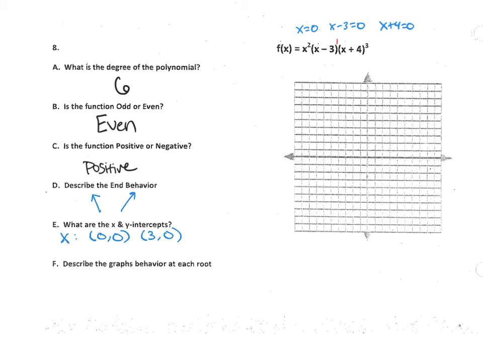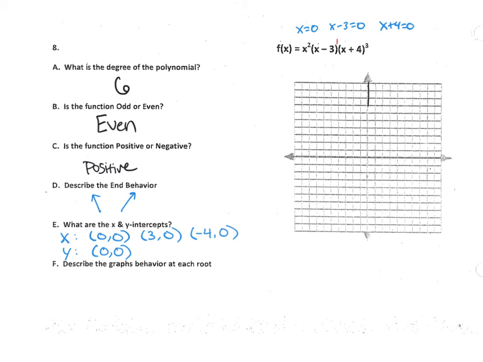And then for our last factor, x plus 4 is equal to 0, we're going to subtract 4 on both sides and get (-4, 0). So in this case, we're going to have 3 x-intercepts. And for our y-intercept, again, this is like problem number 1. We already have (0, 0). So that's going to be our y-intercept.